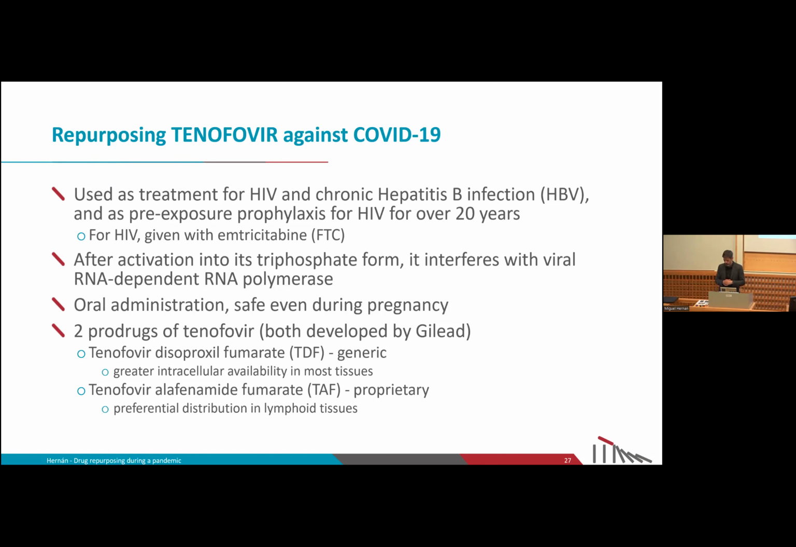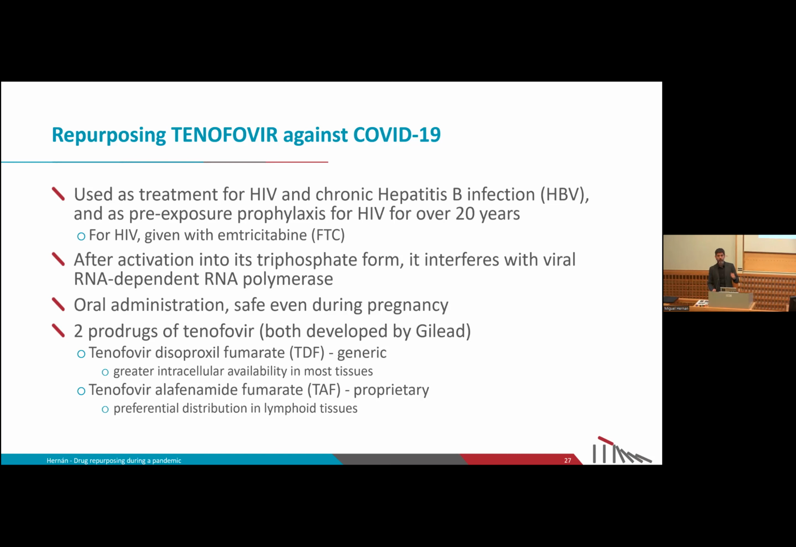The first one is when the drug is given as tenofovir disoproxil, TDF. That is the form of the drug that has been used for the longest, and in fact now is off patent. It's very cheap. Any company can make it if they want to. And this drug is more bioavailable in most tissues.